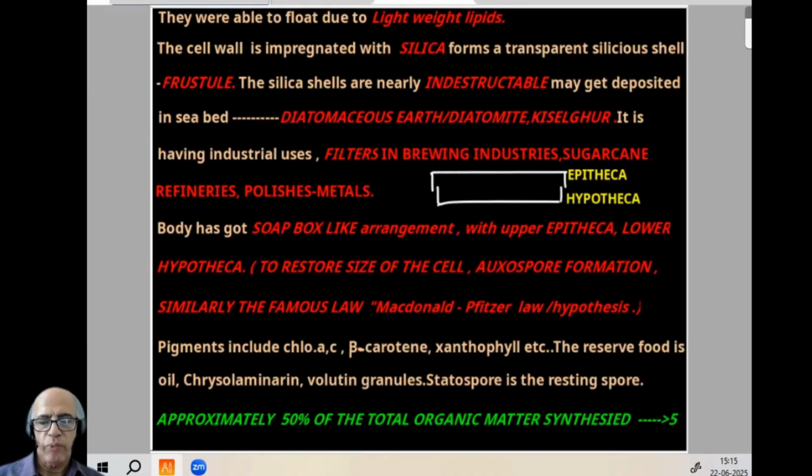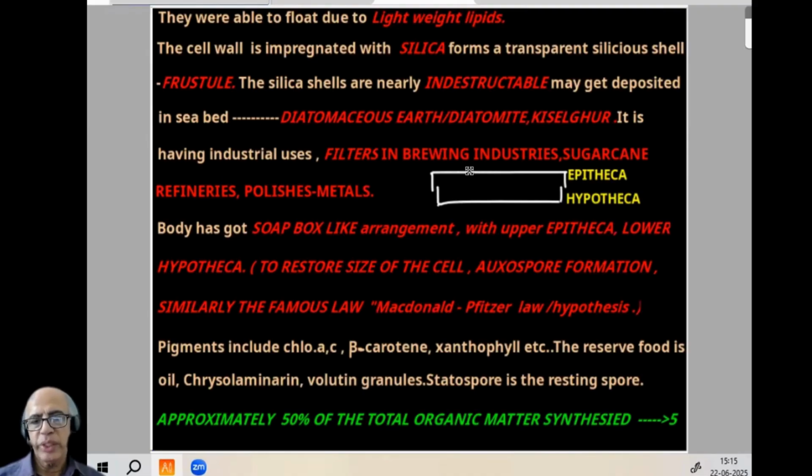Now, the body has a soap-box-like arrangement. In the diagram I drew there, you can find it, with the upper epitheca clearly labeled there, and the lower hypotheca. During division, these two parts separate. Into the old epitheca, a new hypotheca comes. The old hypotheca becomes the new epitheca, into which a smaller hypotheca will come.